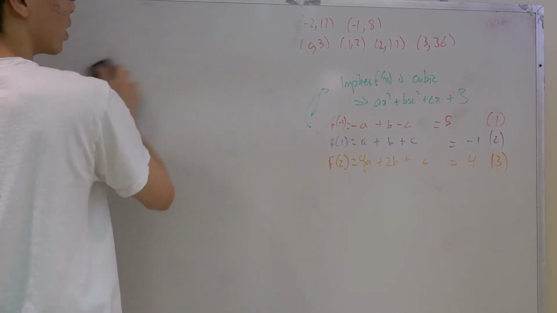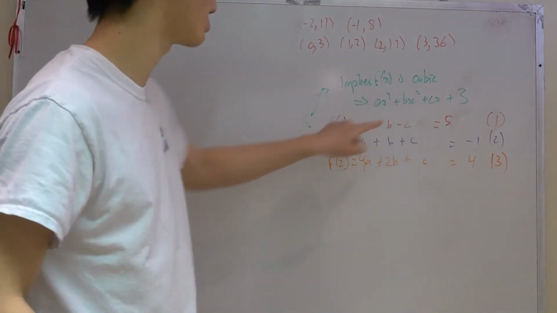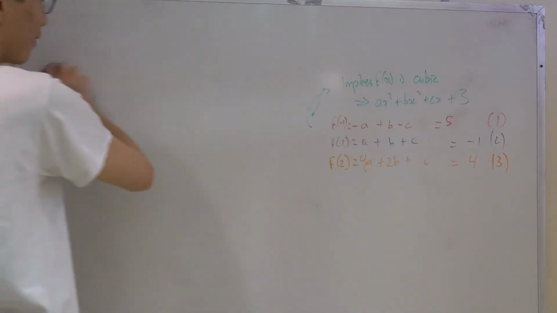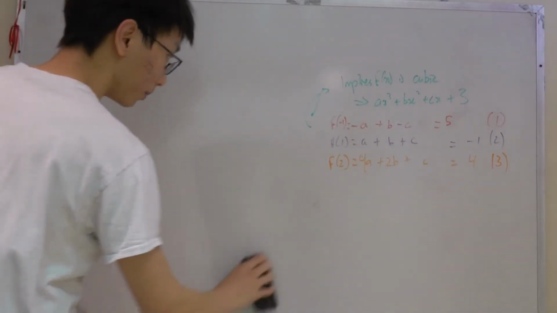Alright, so again, we're trying to figure out what A, B, and C are, because once we figure out what those are, then we will have our cubic that passes through all these points. Okay? So we don't really need the points anymore. We have all the information we could possibly extract from them. So I'm just going to write on this side of the board.